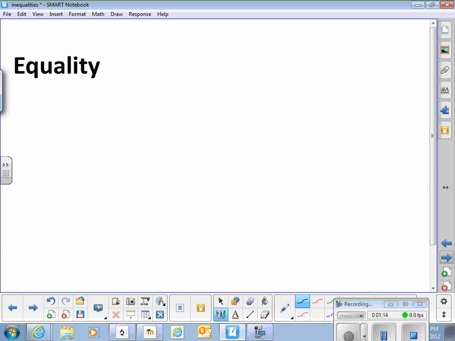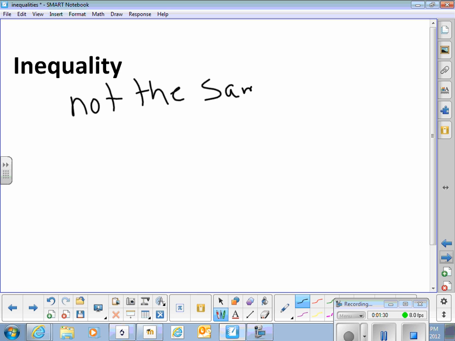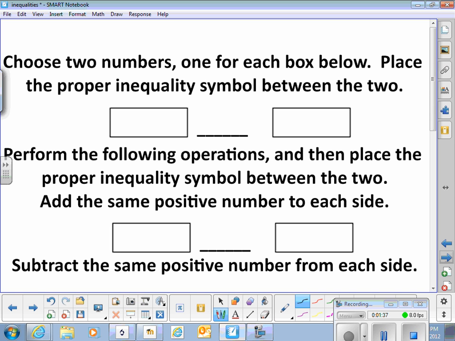What does equality mean? Well, we're talking about when something is equal, when something is the same. Inequality is when they are not the same. So less than or greater than, those would be inequalities. So if you just chose two numbers at random and place them in the inequality, place them in a box, let's do 2 and 3. Well, 2 is less than 3.